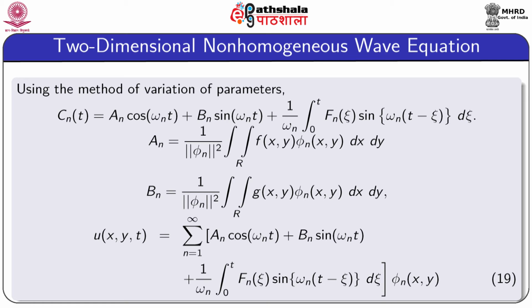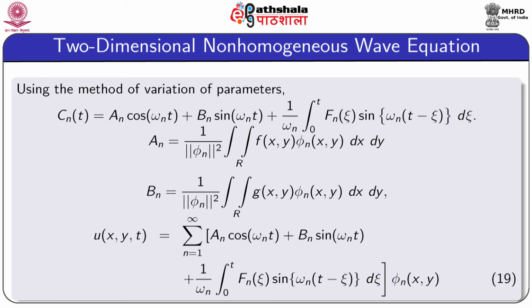Now, the values of An and Bn can be obtained using the initial conditions. That means using the values of Cn at time t equals 0 and d/dt of Cn at time t equals 0. So, using those two initial conditions, it is easy to find the values of An and Bn, and the expressions for An and Bn are given here.